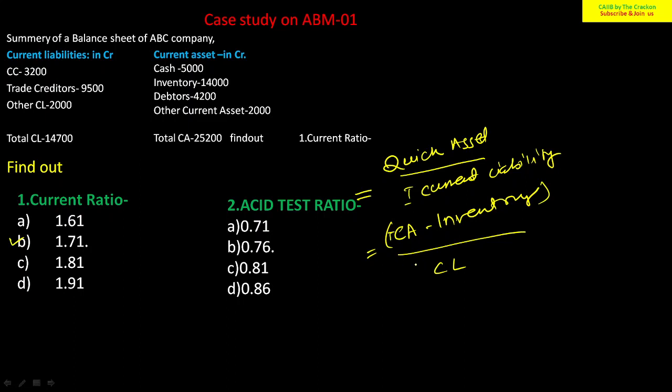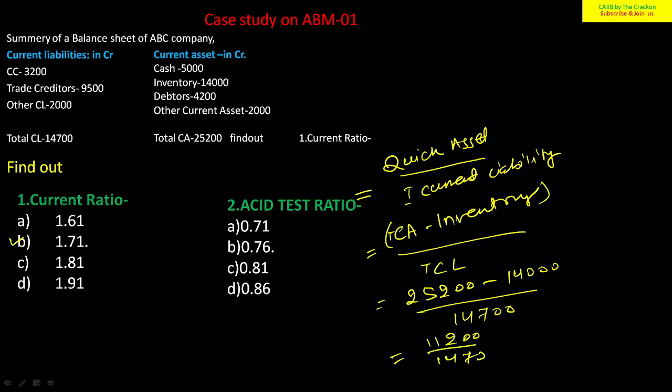So this is total current asset, this is total current liability. Total current asset हमारा कितना है, 25,200. इन्वेंटरी कितना दिया है, 14,000. सो डिवाइड बाय टोटल करंट लायबिलिटी कितना है, 14,700, राइट. So here we are getting 11,200 divided by 14,700, right? So if we divide this, then we will get the value of 0.76, right? So this is the answer.